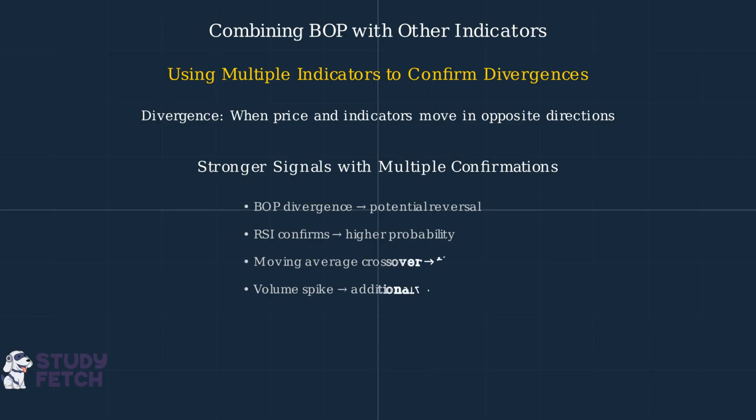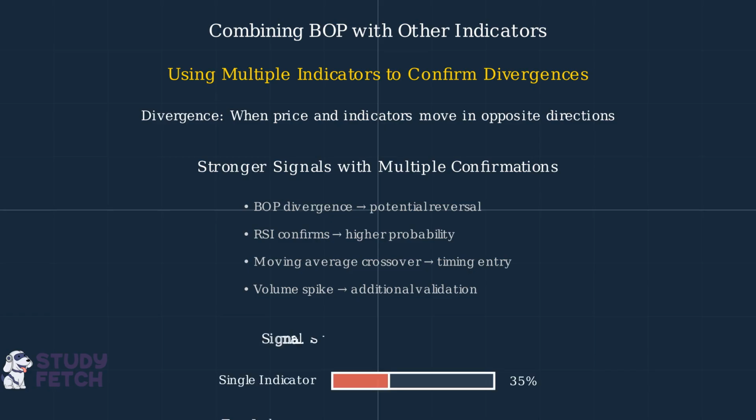Moving average crossovers can help time your entry, while volume spikes provide additional validation of the reversal. This approach dramatically improves success rates compared to using indicators in isolation.